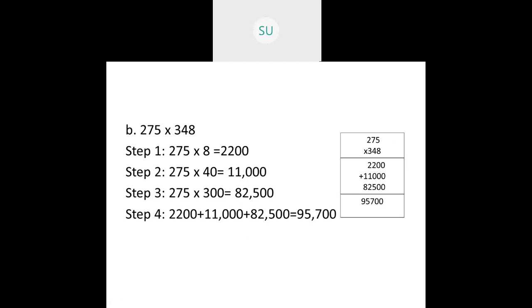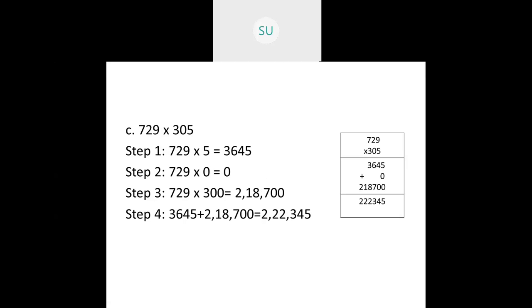Then you'll multiply 275 with 300. 3 is in hundreds place, so we'll multiply it with 300. So when you multiply, you'll get 82,500. Now what you do, you add all the three numbers. 2200 plus 11,000 plus 82,500, you'll get 95,700. So this was the answer for question number B.